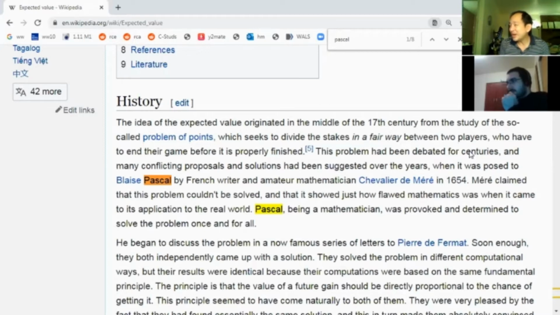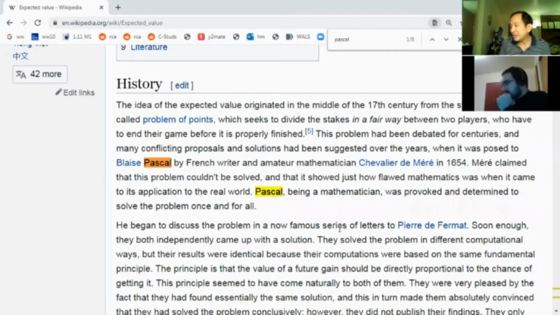When it was posed to Blaise Pascal by French writer and amateur mathematician Chevalier de Mere in 1654, Mere claimed that this problem couldn't be solved and that it just showed how flawed mathematics was when it came to its application to the real world. Pascal, being a mathematician, was provoked and determined to solve the problem once and for all. He began to discuss the problem in a now famous series of letters with Pierre de Fermat. Soon enough, they both independently came up with a solution.